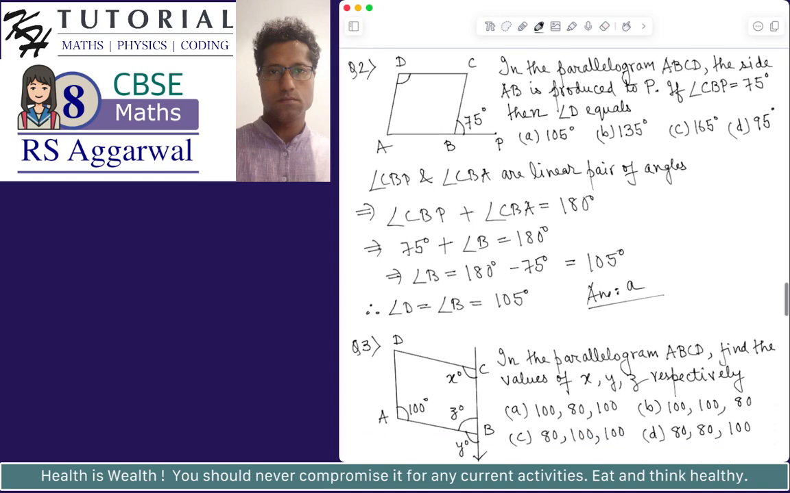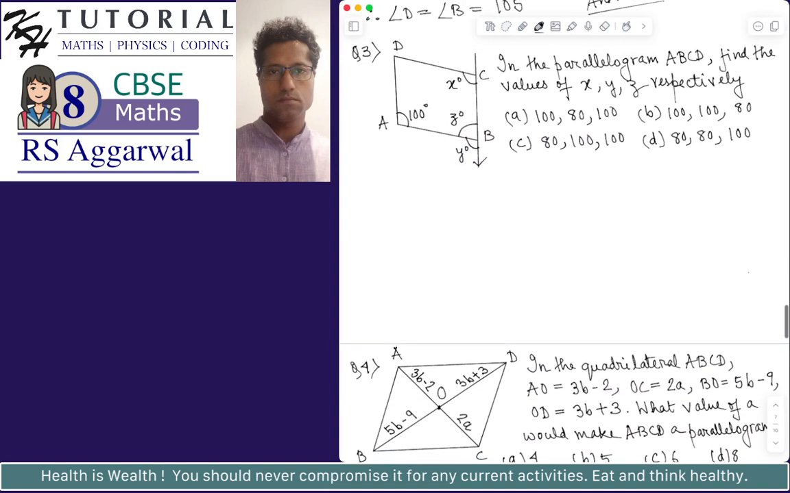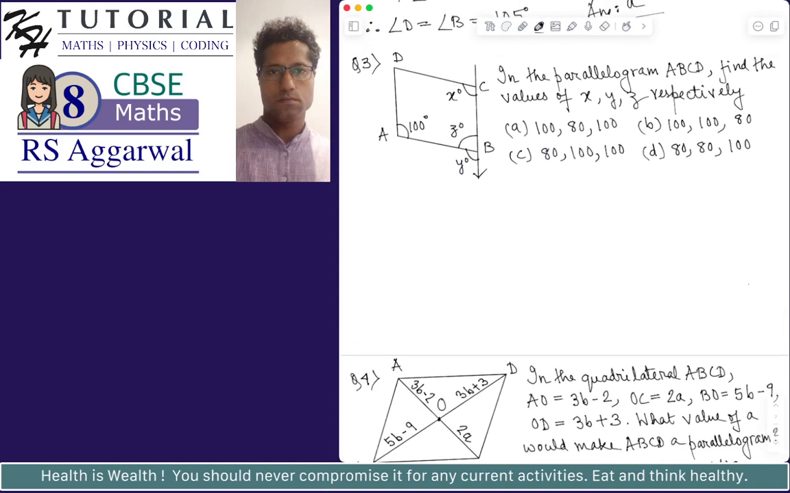Okay. Let's do problem number 3. In the parallelogram ABCD, find the values of x, y, z respectively. Angle C is x, angle B is z, and CB has been produced to point P. The external angle is y. It is asking to find the values of x, y, and z. One angle of the parallelogram, angle A, is given.